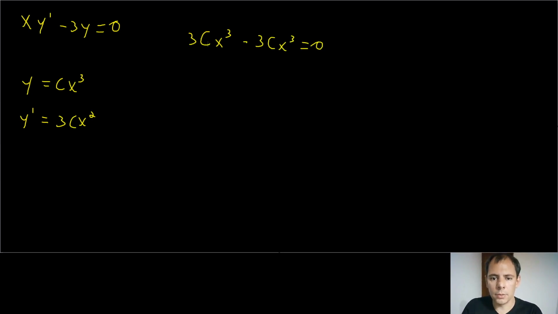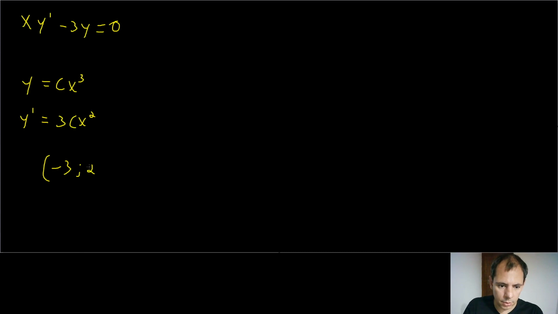Is that equal to 0? Yes, it is. 3c x cubed minus 3c x cubed equals 0. Okay, so we've done that. We verified that this function here is a solution for this differential equation. And find a particular solution determined by the initial condition y is equal to 2 when x is equal to minus 3. So if you put minus 3, y has to be equal to 2.